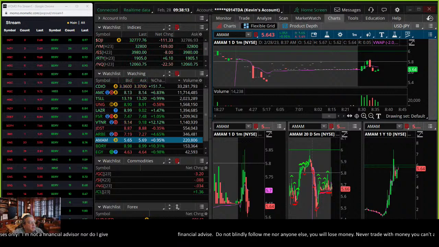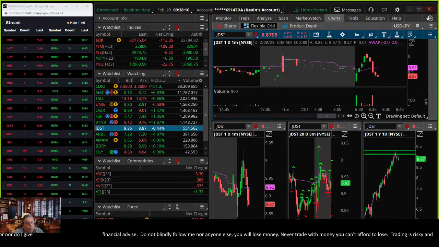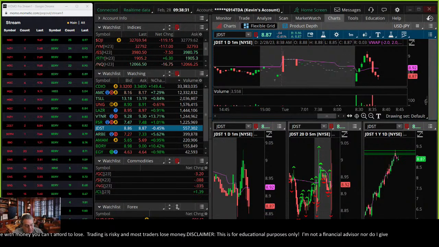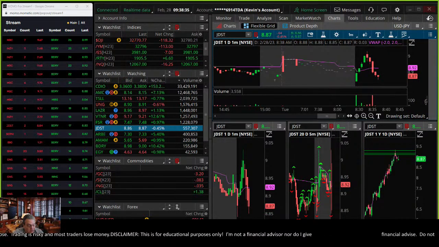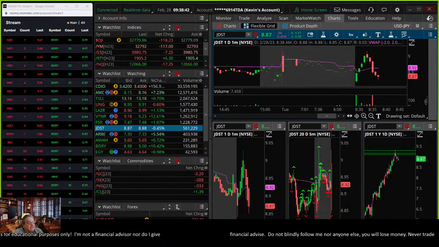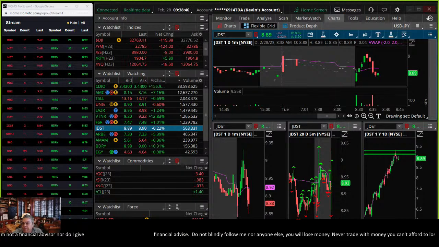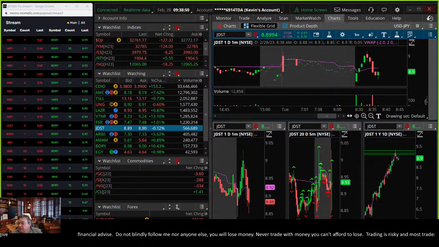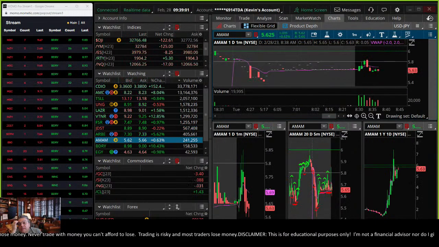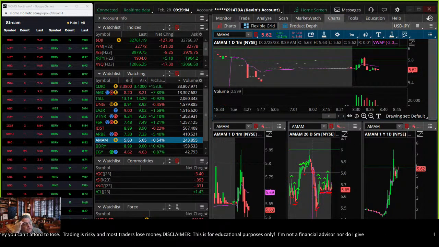So what's JDST? Not liking what I'm seeing on JDST, particularly with that heavy spike in volume. I'm going to go ahead and get out of JDST. Going to take an $18 loss on this. Out of JDST. Okay, AM, still holding in there.